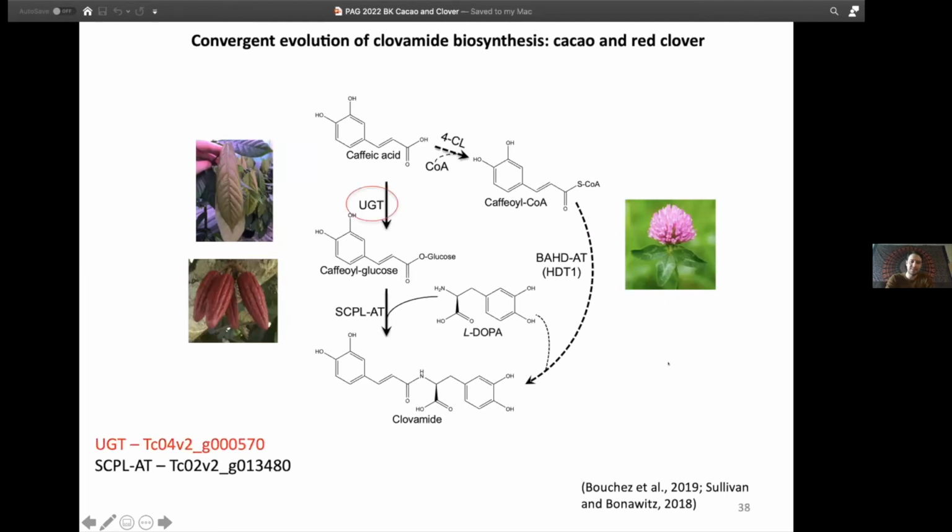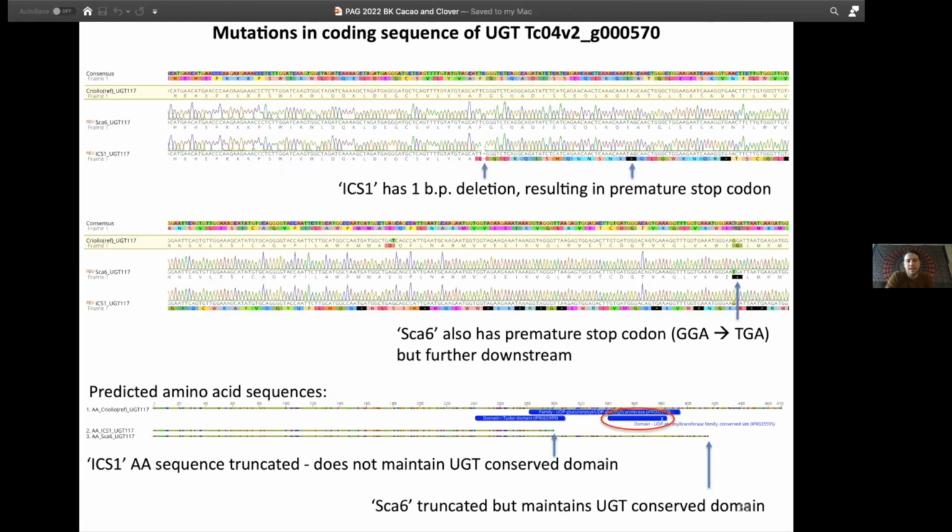And just as some supporting information, for this UGT here, I sequenced cDNAs from Scavina-6 and ICS1. And ICS1 has a 1 base pair deletion pretty early on that causes a frame shift, which leads to a pretty early premature stop codon. And that truncates the protein so that this UDP glucose dependent glycosyltransferase, this UGT conserved domain, is cut off from the protein, at least for the ICS1 allele.